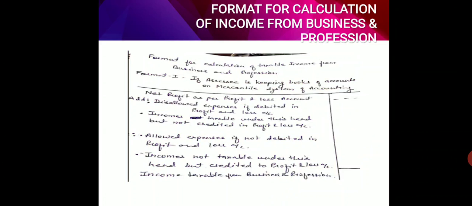From this amount, we will deduct allowed expenses if they were not debited earlier in P&L account, and we will add incomes not taxable under this head but credited to P&L account. So this will give us income taxable from business and profession. Later in this session, we will discuss what are the expenses which are disallowed, what are the incomes taxable under this head, what are the allowed expenses, and what are income not taxable under this head. So these 4 items we will discuss in detail also.